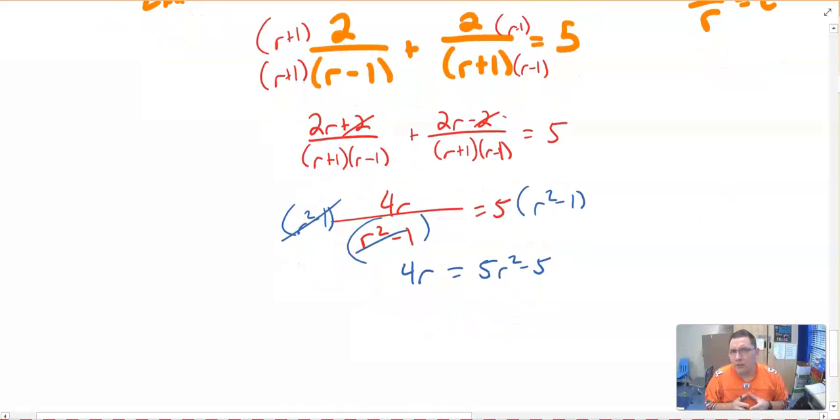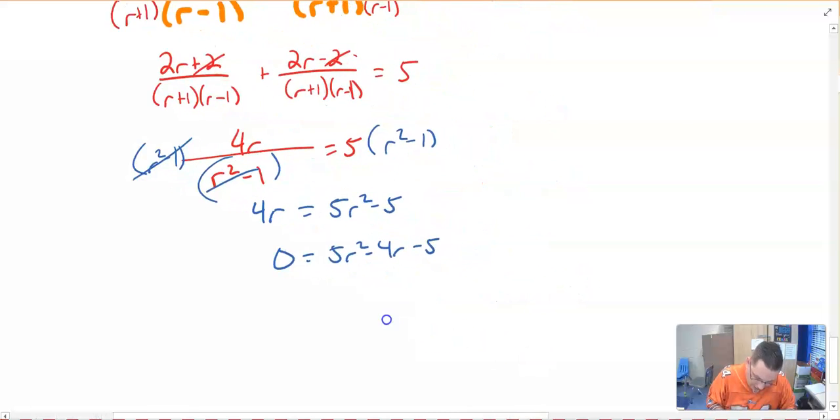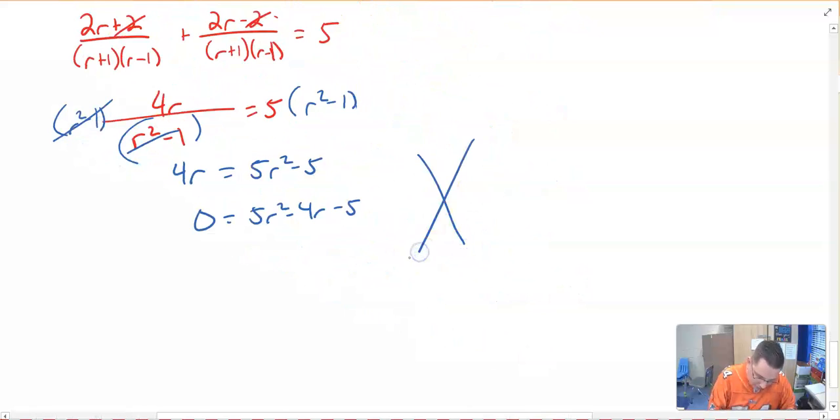We've got a quadratic, so that means we need to set it equal to 0 and solve the quadratic. So 0 is equal to 5r squared minus 4r minus 5. Now, we could try to X puzzle this. That's going to give us negative 25 and negative 4. Is there anything that's going to multiply to negative 25 and add to negative 4?